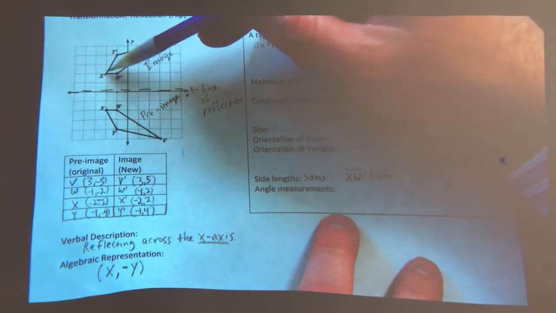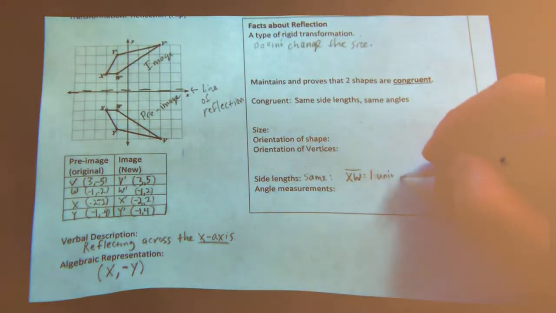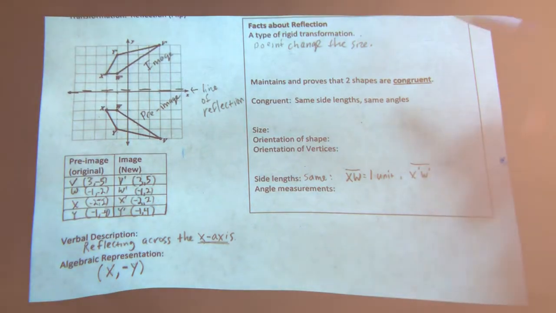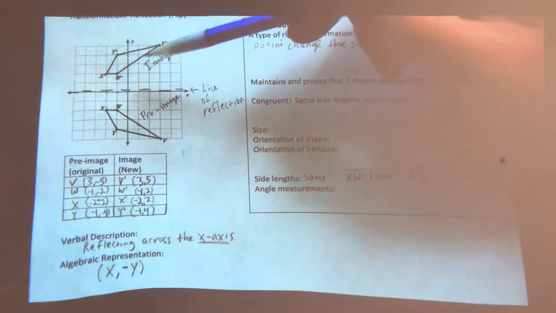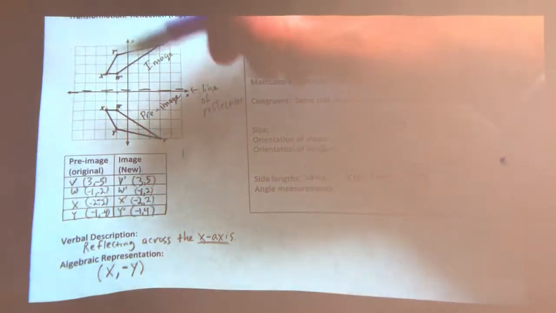And so then its corresponding line segment here, x prime, w prime, without measuring it, we should know that it would also be 1 unit because this shape is congruent. These shapes are exactly the same size, so their corresponding line segments should not change in length. Same with the measurements of the angles.